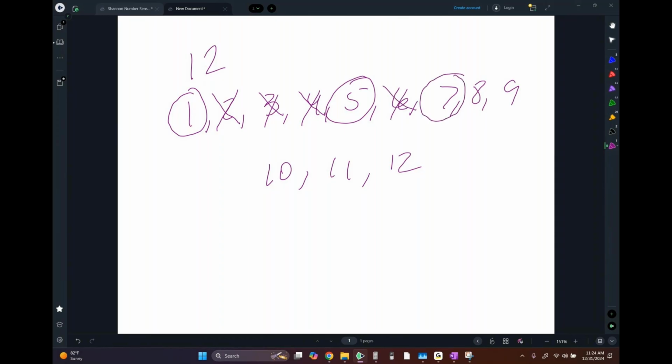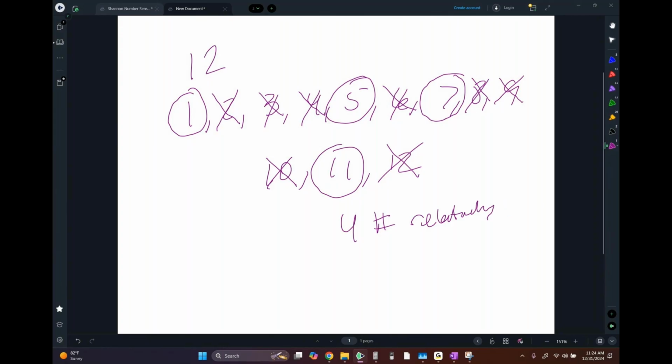Yes or no, guys? No. What about 9? No. Both can be divided by 3, so no. 10 is no, 11 is yes, and 12 obviously is no. So look how many it has. It has 4 numbers that are relatively prime. So you got 4 numbers that are relatively prime.